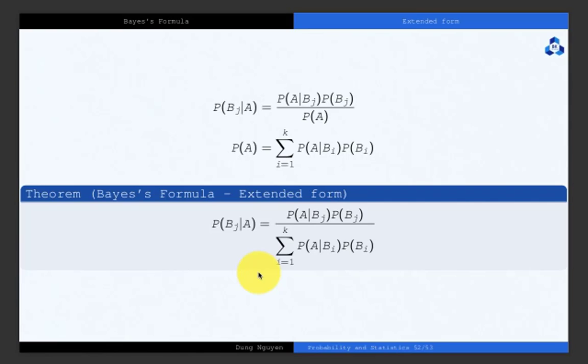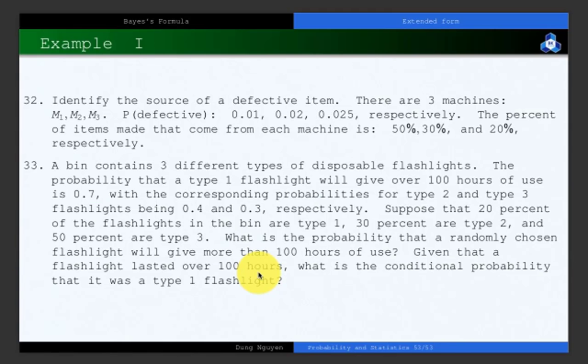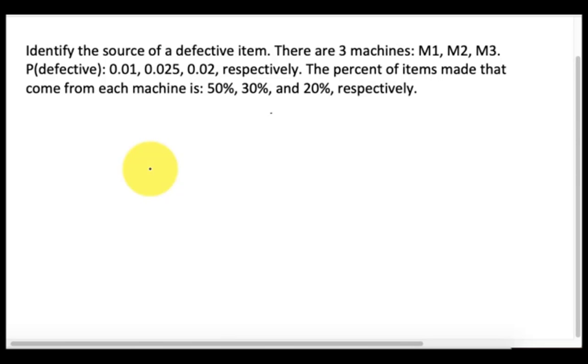For the previous version of the Bayes formula, you get 2 terms in the denominator. Can we have more than 2 terms? The answer is yes. If you have more than 2 events, let's say you have B1, B2, B3, then you may have more than 2 terms in the denominator of the Bayes formula. Let's try question 32. Identify the source of a defective item.